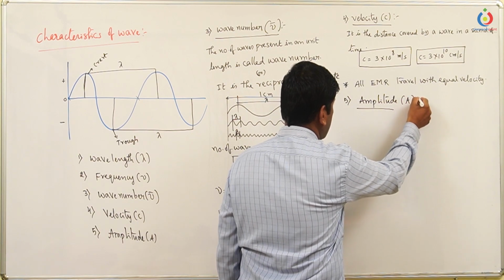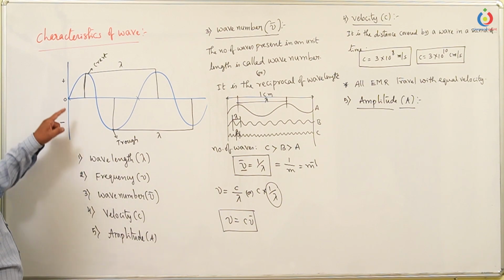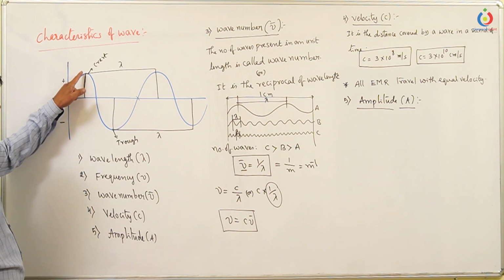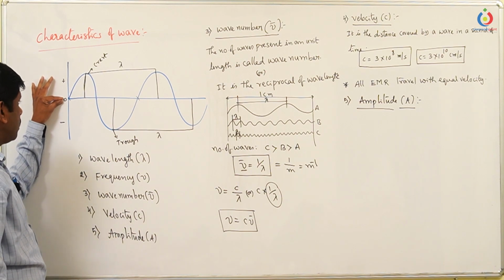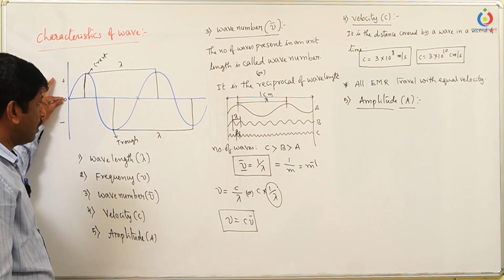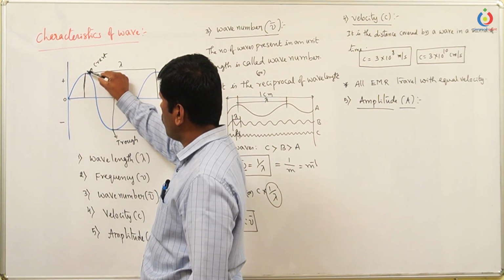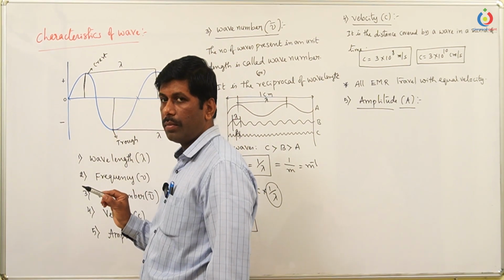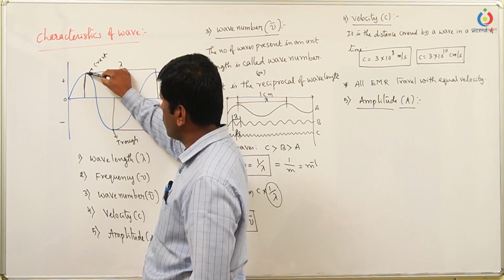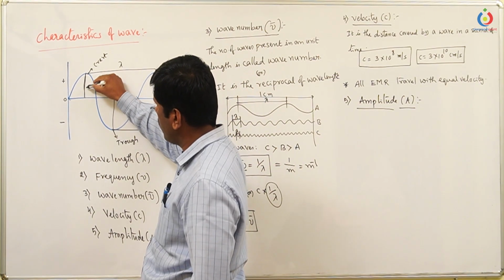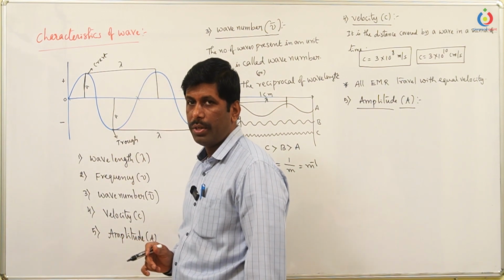Amplitude is denoted by the letter capital A. As I said earlier, amplitude means the maximum displacement of the wave from its equilibrium position, or the center position, or from the origin. You can take any of these. The maximum displacement of the wave either towards the positive side or towards the negative side is called its amplitude. So the maximum height of the crest is known as the amplitude A, or the maximum depth of the trough is known as the amplitude.